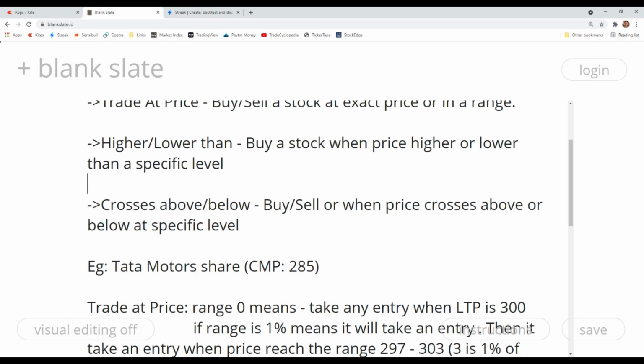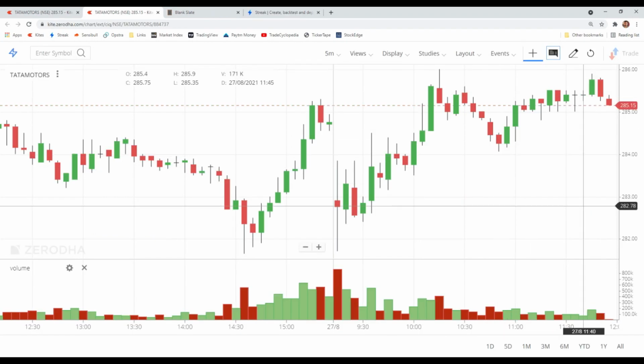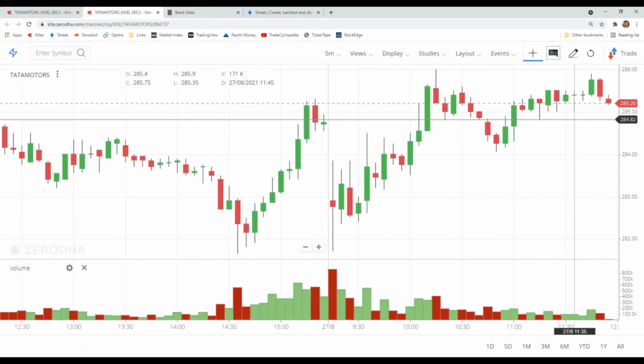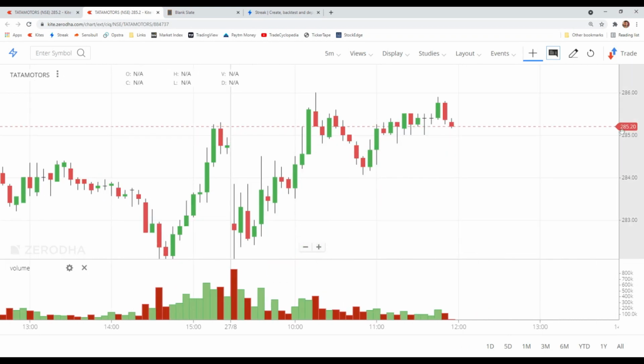Here, the stock I am selecting just for demonstration purposes is Tata Motors, and Tata Motors is trading around 285 rupees. That is the current market price of the Tata Motors share. We'll open the chart of Tata Motors first. This is the 5 minutes chart of Tata Motors, and as you can see, it is trading at 285 rupees.